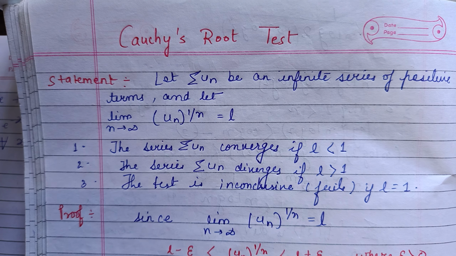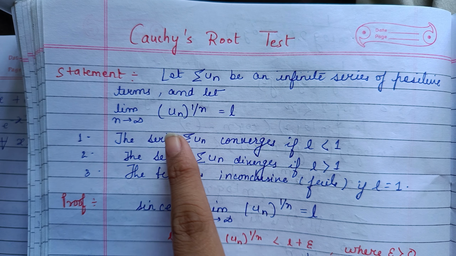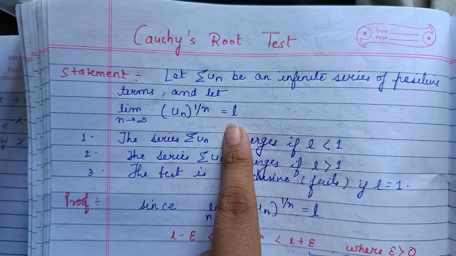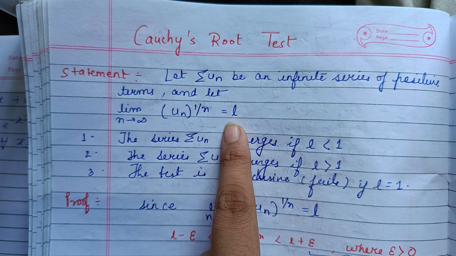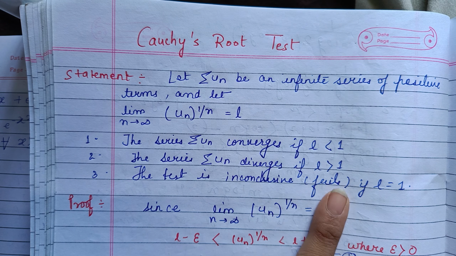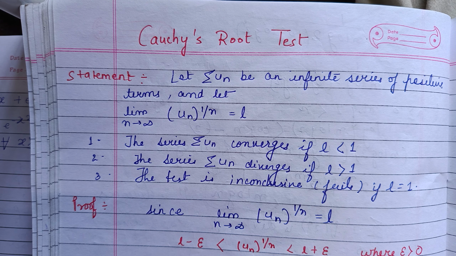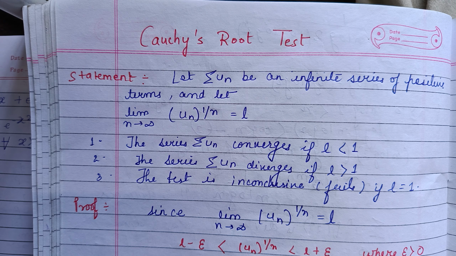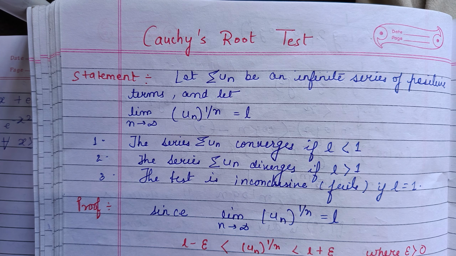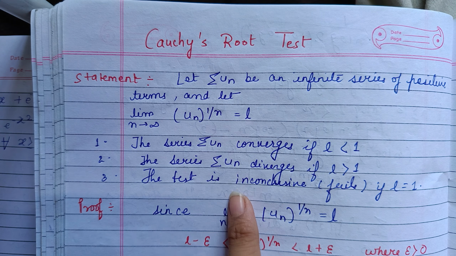Okay, so what is its statement? Let the series un be an infinite series of positive terms, and let un to the power 1 upon n be equal to L. Now this series converges when L is less than 1 and diverges when L is greater than 1, and it will fail when L is equal to 1. So this is just the opposite of the ratio test and all those tests. We used to have L greater than 1 for convergence. In this we have less than 1 for convergence, and greater than 1 means it will be divergent.